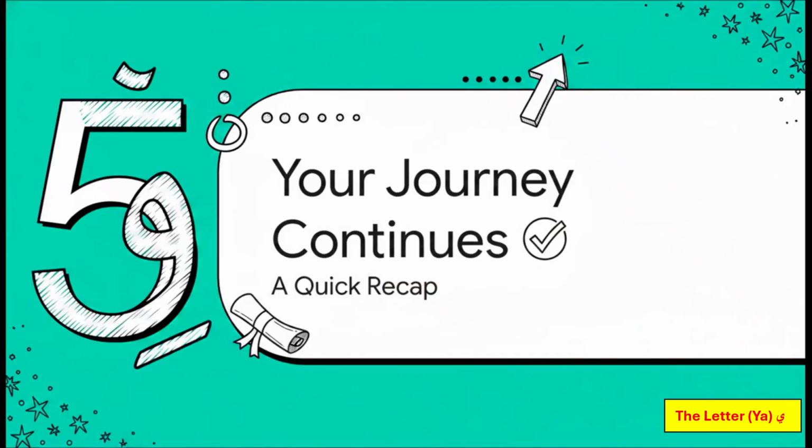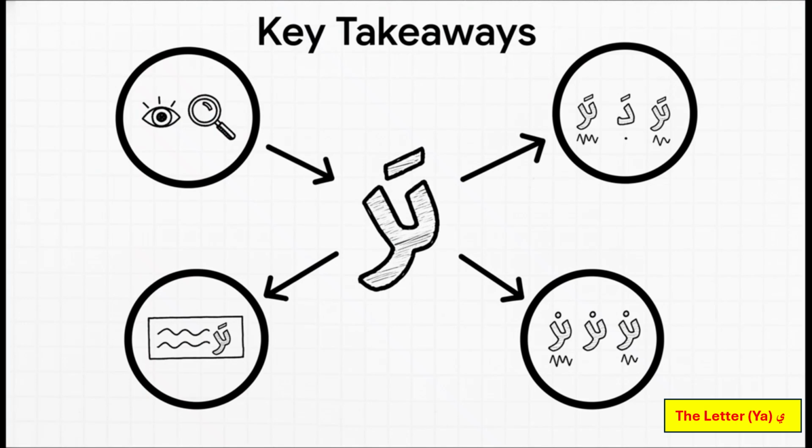In just the last few minutes, we've met and practiced with the final letter of the Arabic alphabet. Let's just quickly recap the most important stuff. So here's what you need to remember. You can now recognize the shape of ya. You know its short sounds, ya, yu, and yi. You also know its long sounds, yaa, yoo, and yee. And most importantly, you know how to actually spot it inside of real words.